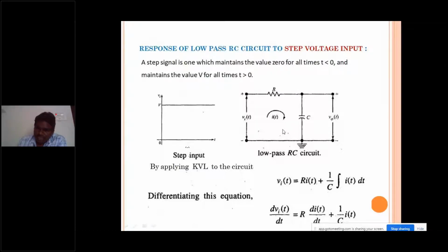What will happen if I apply KVL to this circuit? Then Vi of t is equal to this. Then if I differentiate this, I will get this equation, which means I'm going to find out the response of the RC low pass circuit to this step input. In order to find out the response to any type of input, we can have two different approaches. You can use the differential equation method, or you can use the Laplace transformation method to find out the response to a particular input.